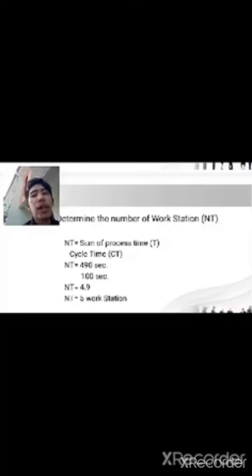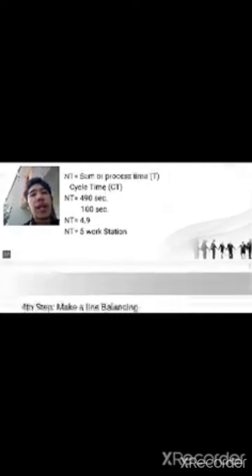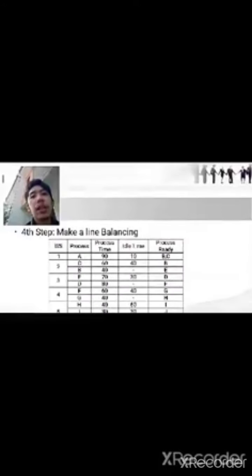The next step is to make a line balancing. Here in a table we have the workstation, process time, idle time, and process ready. In process 1, which is process A, we have 90 seconds. To get the idle time, we deduct the process time from the cycle time.